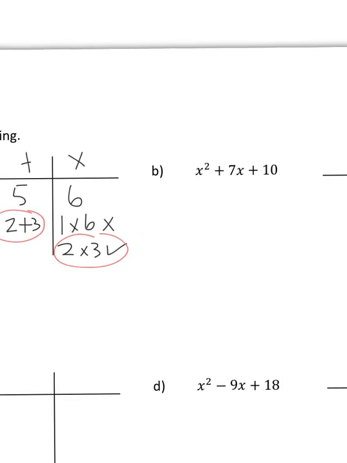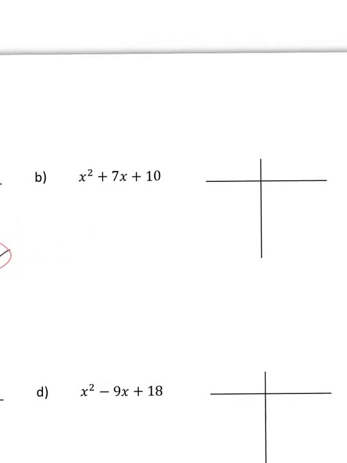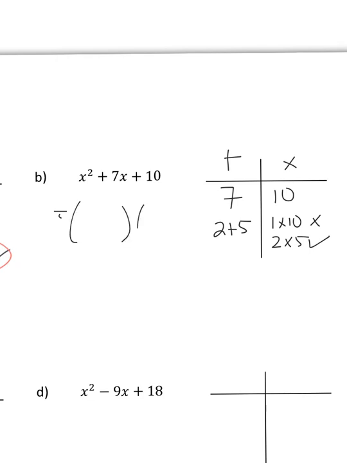Let's go to question B over here. So we're going to add to 7 and multiply to 10. So what multiplies to 10? We have 1 times 10. Is that going to add to 7? No. We have 2 times 5, and that will add to 7. 2 plus 5. So we have our brackets here. We're going to put an x in the front of each bracket, and then we'll have a positive 2 and a positive 5. Okay? And again, you can always check your work by expanding.